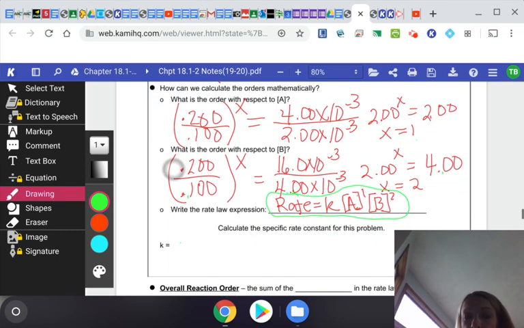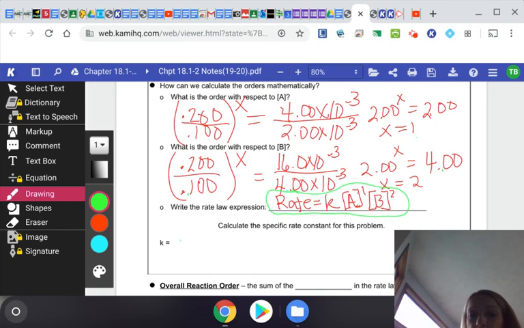Now, next question it says is calculate the specific rate constant for this problem. Specific rate constant is K. That's what I'm calculating here. I'm finding K. To calculate the specific rate constant, then I need to isolate it and get it by itself. And I do that by dividing by A to the first and B to the second. So it ends up being rate divided by A to the first power and B to the second power.